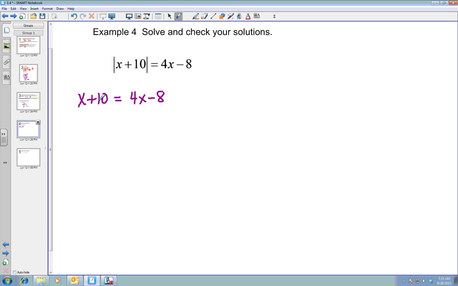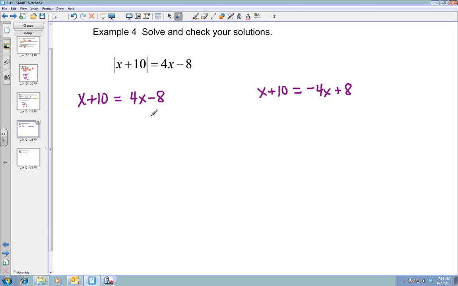Your next equation is going to be x plus 10 equals, and now you always write the total opposite of what you were given. So I was given 4x minus 8, so I'm going to write negative 4x plus 8 because it could also equal the negative of whatever this number is. Okay, so you always change your signs on the other side. So now we have two equations to solve.